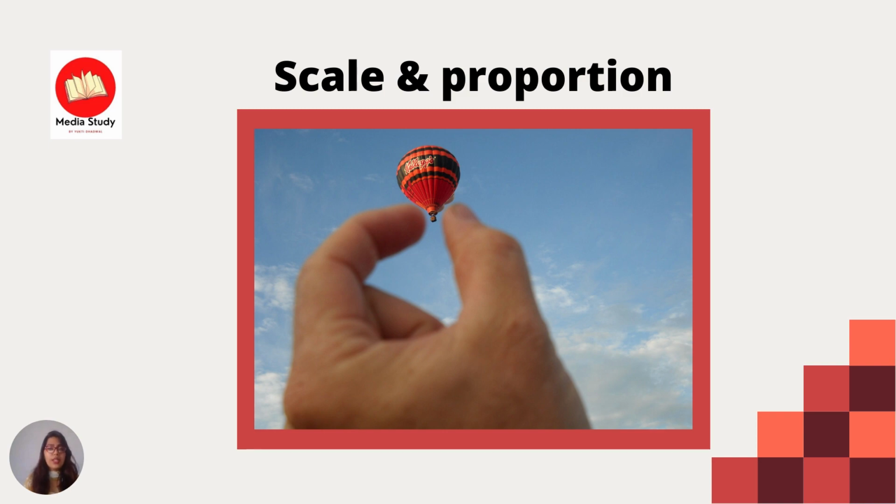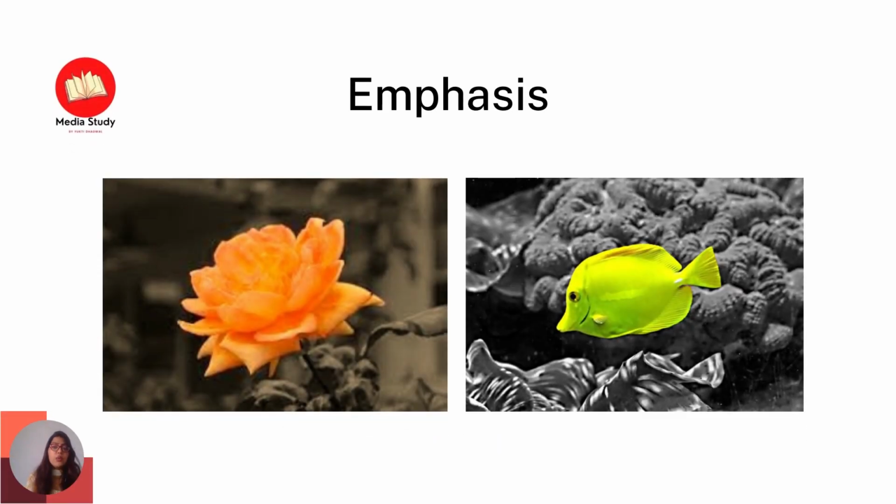So this is also very significant and important principle of designing, which is associated with size and proportion, the relative proportion with respect to the size of various elements that we are using. Another important principle that we have of designing is emphasis. We can notice in this picture, we can clearly see the main subject.